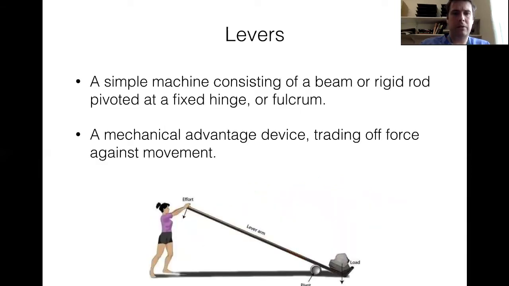Now we'll move on to describing different types of levers. Levers are basically a simple machine which consists of a beam or a rigid rod pivoted at a fixed hinge or fulcrum. It's basically a mechanical advantage device which trades off force against movement. If we look at this example here, we've got the person on the left who's applying relatively little effort, but moving a great distance to move a very heavy object. So a lot of force at the other end, but only moving it a small amount.